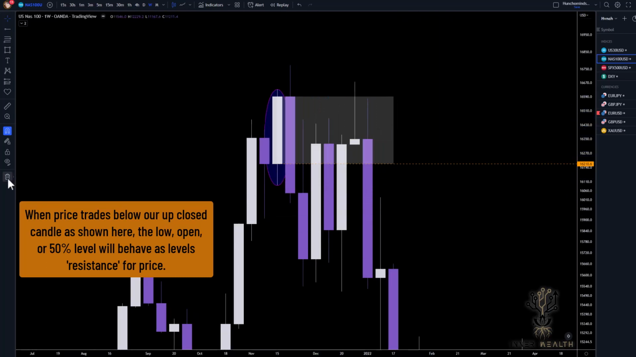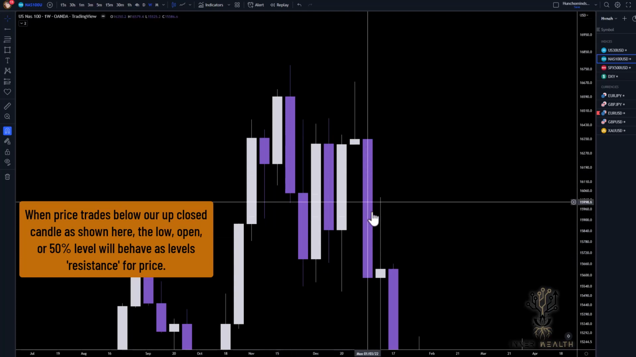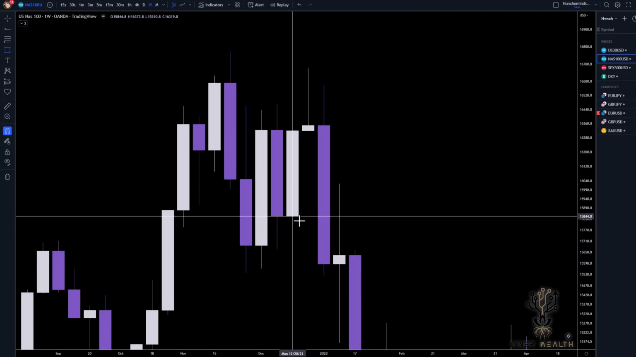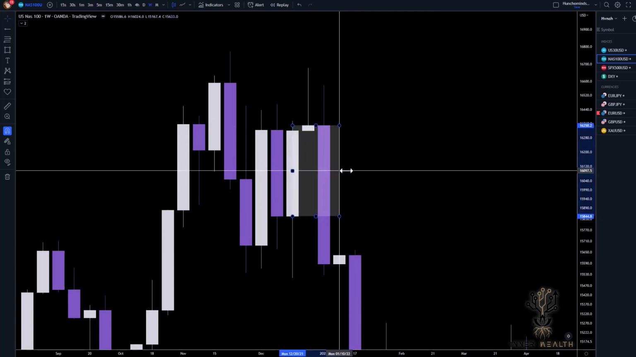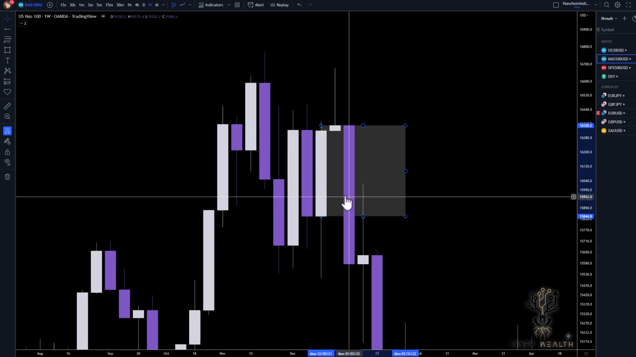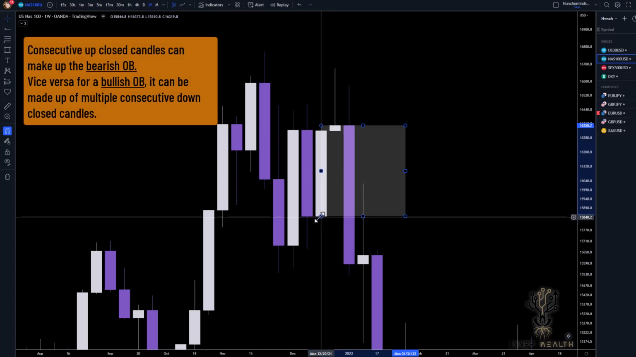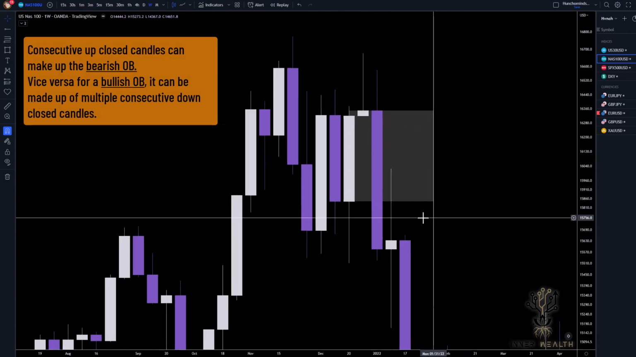Then we have this whole up push here. We trade below it. This is an example of when the whole up push consists of multiple candles, and that is still considered one order block. It's one push up that changed the delivery in price.